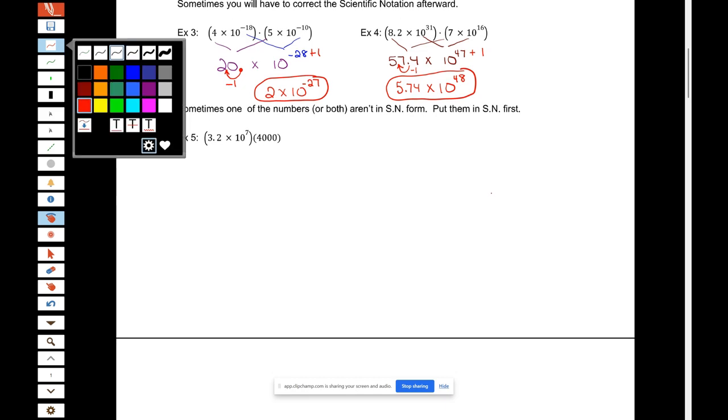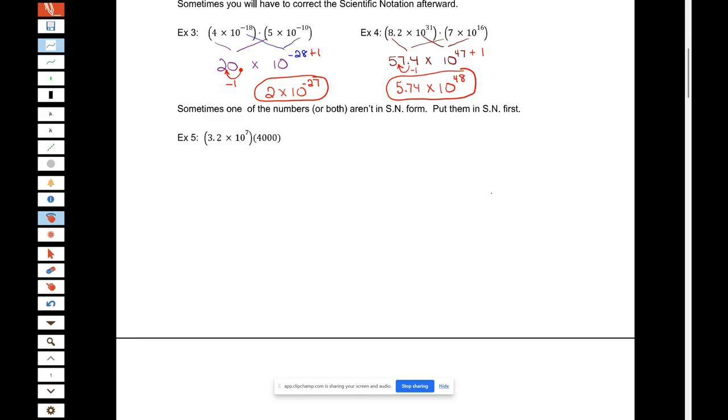And then also sometimes you will end up with one of the numbers or both not in scientific notation form. Usually it's just one of them. So we're going to take this 4,000 and we're going to put it in scientific notation first. Remember, we start with times 10 to the 0 and the decimal's at the end. To make it be between 1 and 10, I would need to move 3 to the left. So I add 3 here, which means now we are doing 3.2 times 10 to the 7th times 4.0 times 10 to the 3rd, or just 4 times 10 to the 3rd.